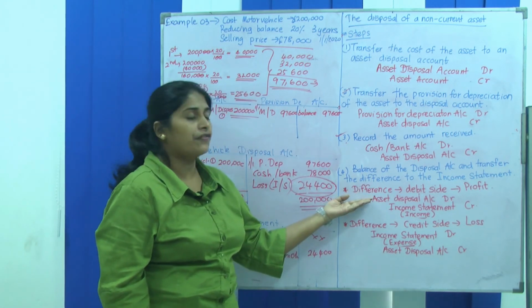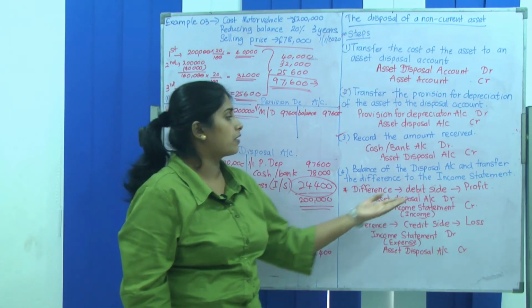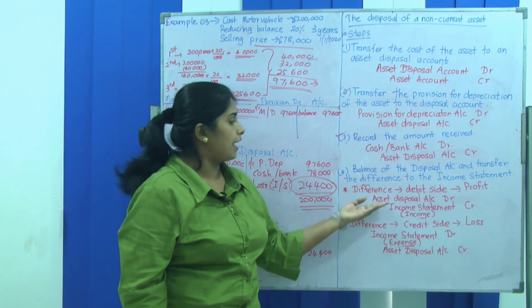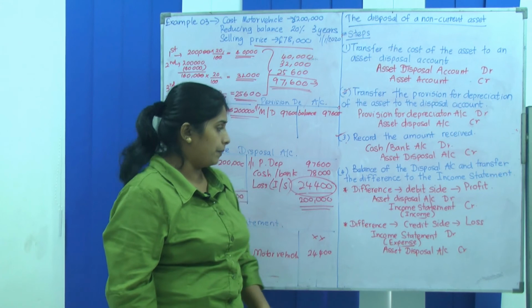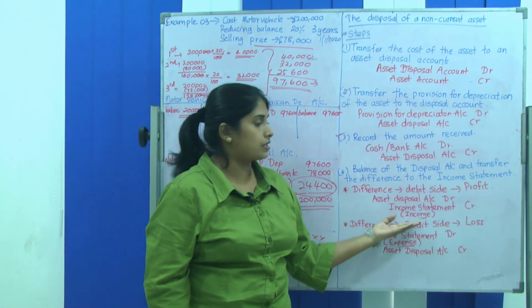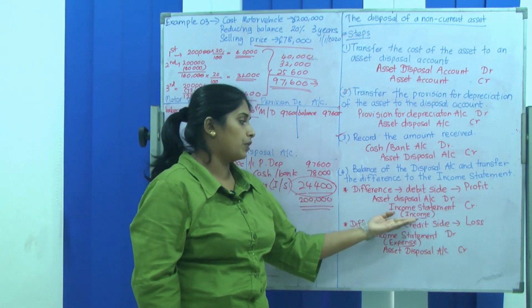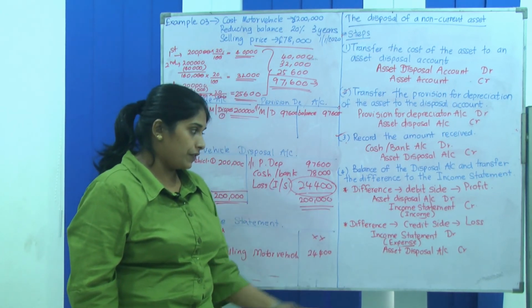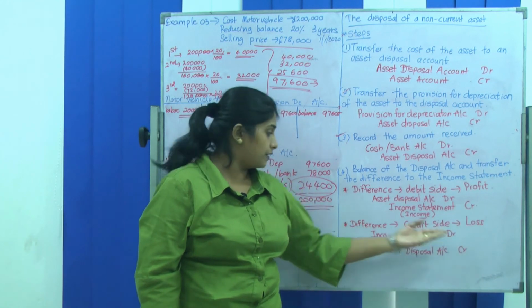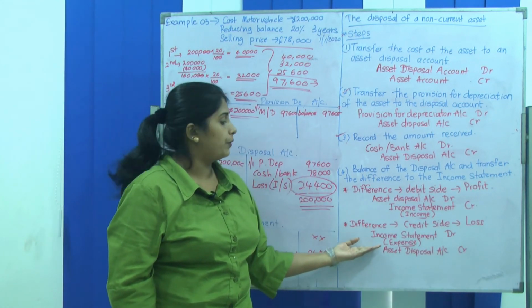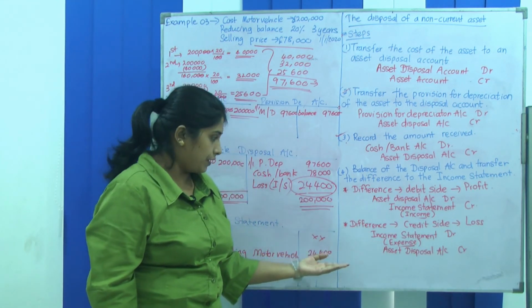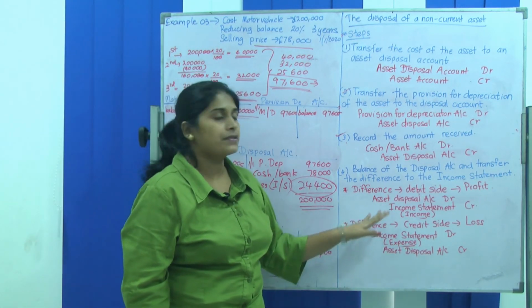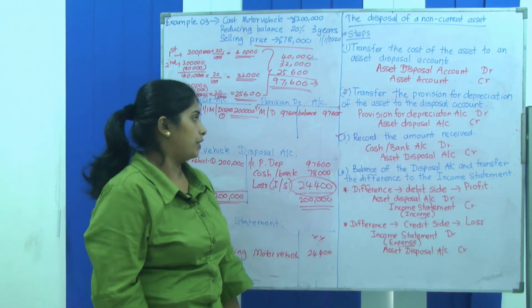So you might get a difference on the debit side. That means you have created a profit while selling the non-current asset. So the double entry will be the asset disposal account will be debited and in the income statement it will be credited, but you have to write it as an income under income. If you get a difference on the credit side, it will be a loss. That means in the income statement you will be writing the loss under expenses and the asset disposal account will be credited. This income statement you will be learning in the next videos.